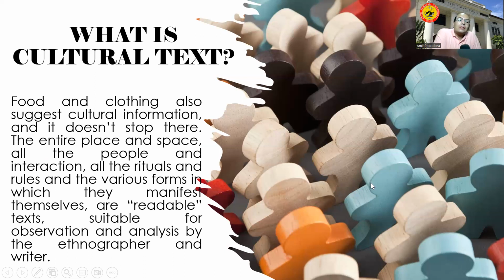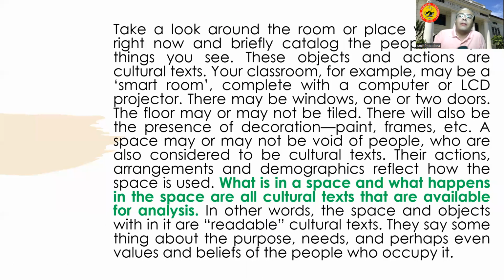The entire place and space, all the people in interaction, all the rituals and rules, and the various forms in which they manifest themselves are actually readable text, suitable for observation and analysis by the ethnographer and writer. So basically, whatever we do, whatever we see, whatever we show to others is a product of cultural text. There's a cultural representation behind it.